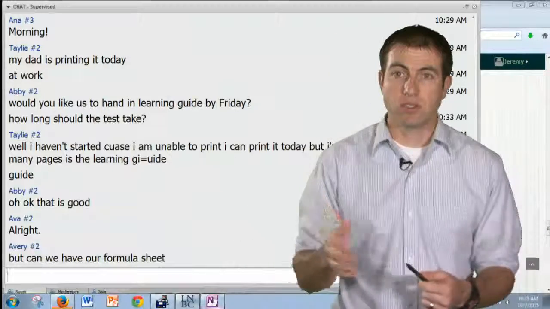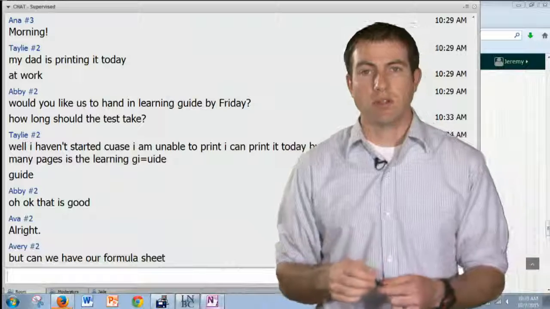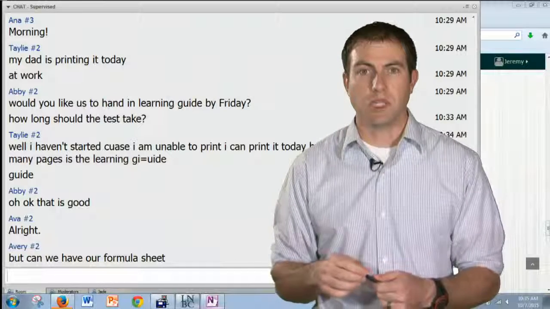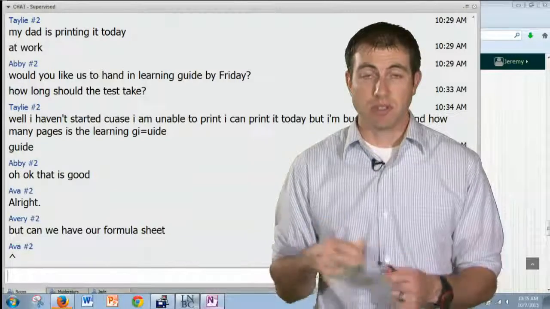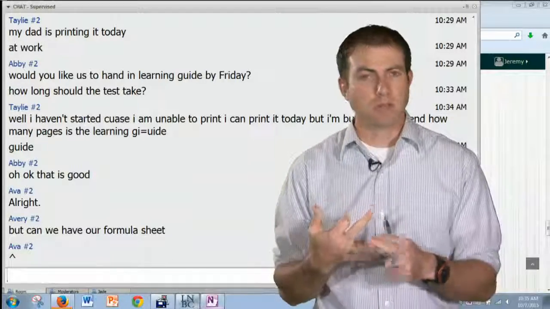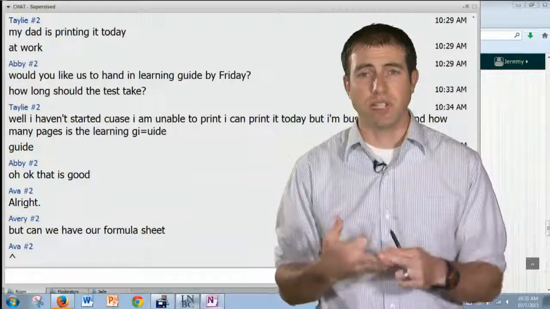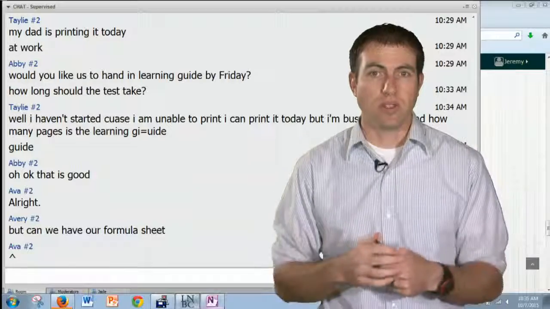Can we have our formula sheets too? Yes, you can. You can have those out, and I didn't include that in my email to your parents, so I'll have to fire off another email. Definitely formula sheets, some blank paper, pen or pencil, and your scientific calculator. Those will be all the things you'll need.